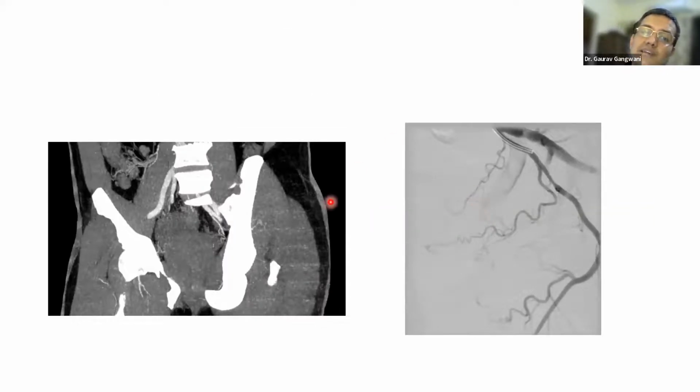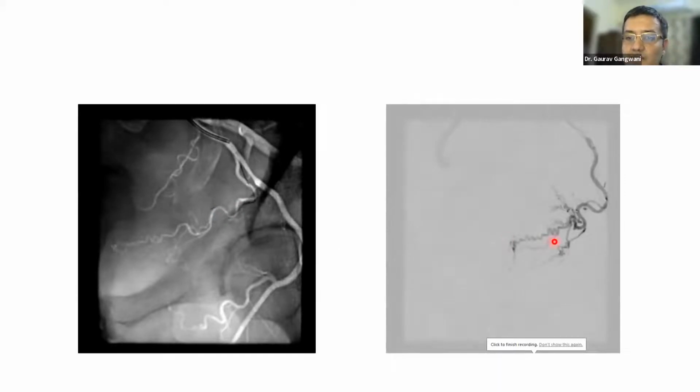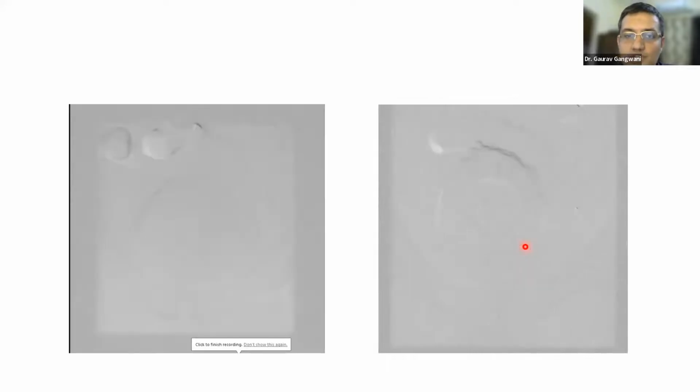So we did a CT angio because the patient was referred to us for PAE. CT showed the prostatic artery. That same was mapped on the DSA, and finally under roadmap guidance, we could navigate a microcatheter across. This is the left prostatic angiogram showing the hemiprostatic blush.